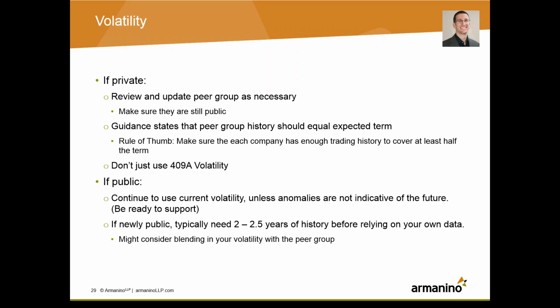If you're a public company, obviously you want to utilize your current volatility. If you have been public for more than 2 or 2.5 years, that's kind of the line in the sand that the FASB sort of says, hey, if you're earlier than this, you probably should still be using a peers or maybe some sort of blended rate where you blend your peers in with your own volatility. Again, something that you'll want to review or probably include in a stock-based comp memo as part of your year-end process.